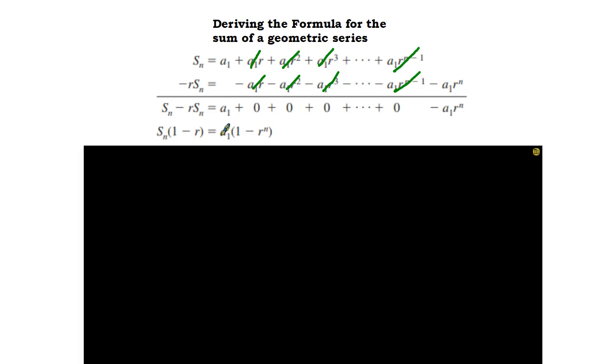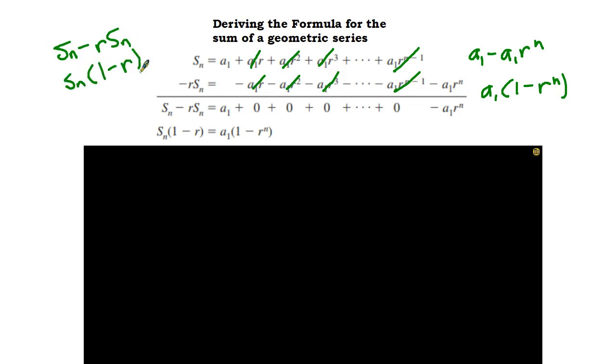In the end, what we get is, oh, by the way, you'll notice that when we have a sub 1 minus a sub 1 times r to the n, we could factor out the GCF and make that a sub 1 times 1 minus r to the n, and that gets us this right here. That's where that comes from. Okay, and then this same thing. If we have s sub n minus r times s sub n, that's the same as s sub n times 1 minus r. And that's where this guy comes from.